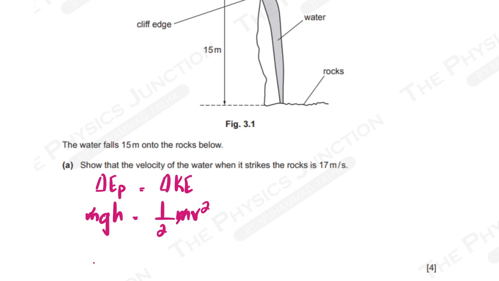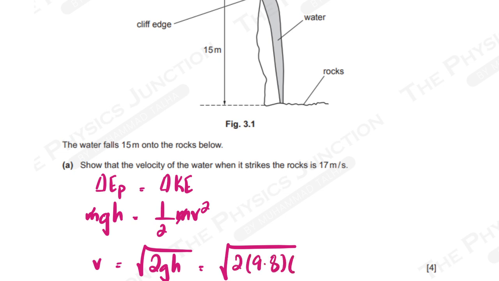And then you need to find v, which in symbols is just root 2gh, which is root of 2 times g, which is 9.8, and the height from which it falls is 15. So this is root of 294, which turns out to be 17.1, or 17 meters per second, correct to 2 SF. So this is part 1.